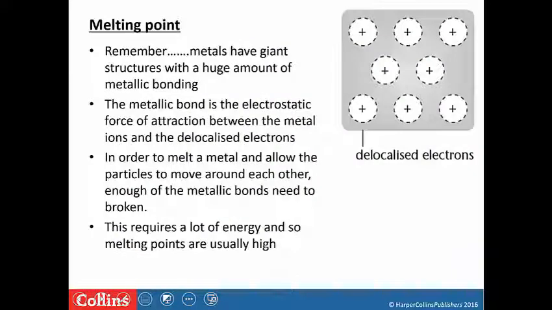Okay, metals have giant structures with metallic bonding between them, and the metallic bond is the attraction of the positive ions in their lattice structure with the delocalized electron sea that surrounds them. So in order to melt a metal and allow the particles to move around each other, enough of those metallic bonds need to be broken, which requires a lot of energy, and so melting points are normally high.